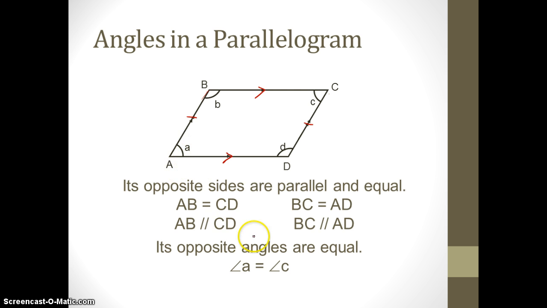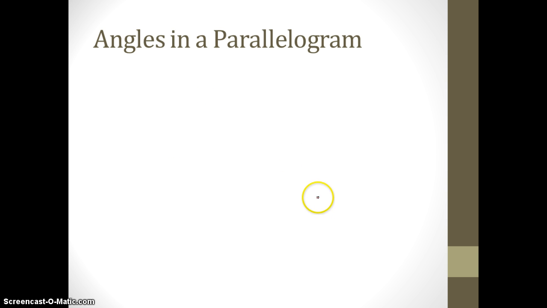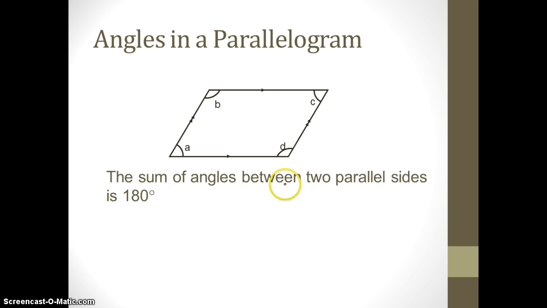So its opposite angles, because they are parallel, the opposite angles are the same. Therefore angle A is equal to angle C and angle B is equal to angle D. What else do we know about these properties of a parallelogram? The sum of angles between the two parallel sides is 180.